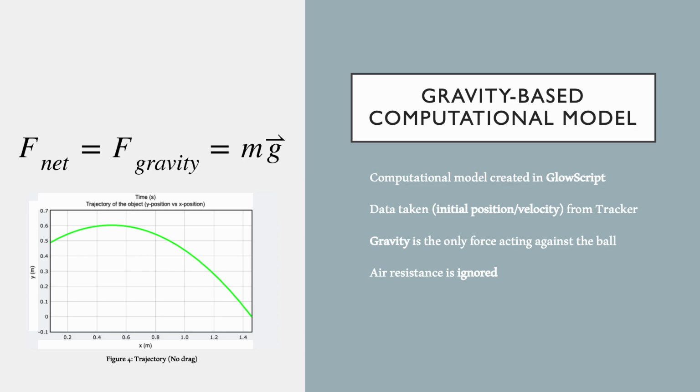Gravity-based computational model. Using the Tracker data, I created a computational model in GlowScript. The model uses Newton's second law, where the net force acting on the ball is equal to the gravitational force, which is mass times gravitational acceleration. The initial position and initial velocity were taken directly from the Tracker measurements, and gravity was the only force included in this first simulation. Air resistance was fully ignored. The resulting trajectory produced the familiar parabolic path expected for projectile motion under constant gravitational acceleration.